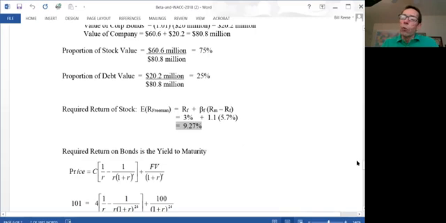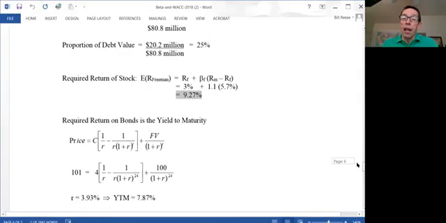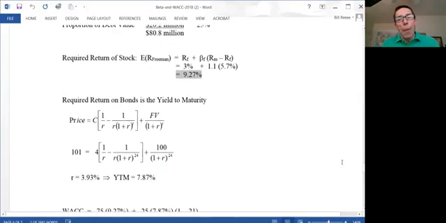The required rate of return on the debt is the yield to maturity on the debt. So we have to go back in our memories to when we were dealing with bonds. And we know that this is the formula for the price of the bonds. And we know that the price is 101. Now, you could put $20.2 million there, and that's fine. If you do, then you have to put $20 million as the face value, and everything's going to work out.